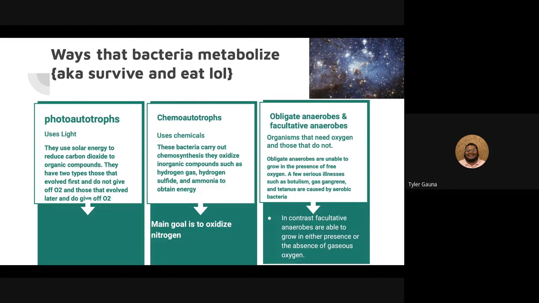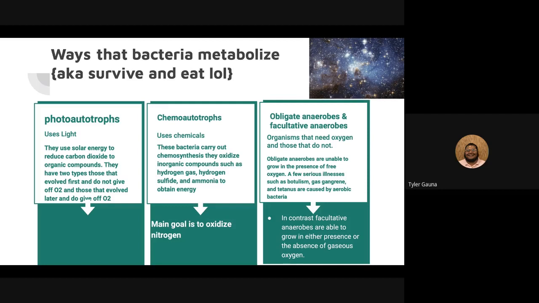And then we have ways that bacteria metabolize. Photoautotrophs. That means they use photosynthesis. They use solar energy to reduce carbon dioxide to organic compounds. They have two types: those that evolved first and do not give off oxygen, and those that evolved later and do give off oxygen. Chemical autotrophs. They use chemicals, just as their name says. These bacteria carry out chemical synthesis. They oxidize inorganic compounds such as hydrogen gas, hydrogen sulfide, and ammonia to obtain energy. So their main goal is to oxidize nitrogen.